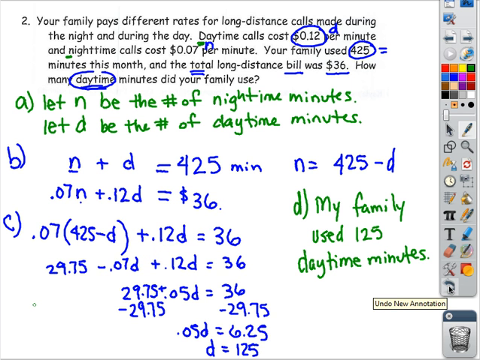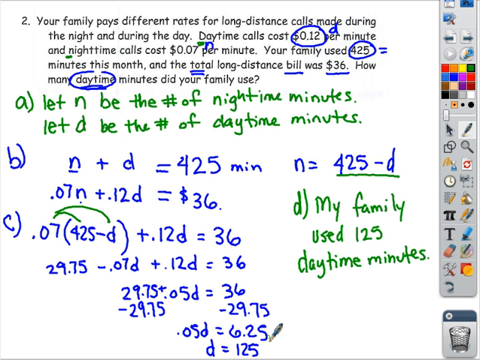Okay. So I decided to use substitution, and I used this equation, plug that in for my N. So 0.07 times my N plus that. Distribute this here. Be careful it distributes. And add those two together. I got positive 0.05D. Subtracted 2975 from both sides. Divided by 0.05. And I get D is 125.